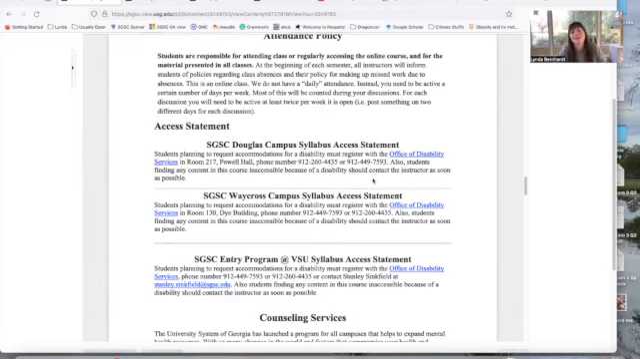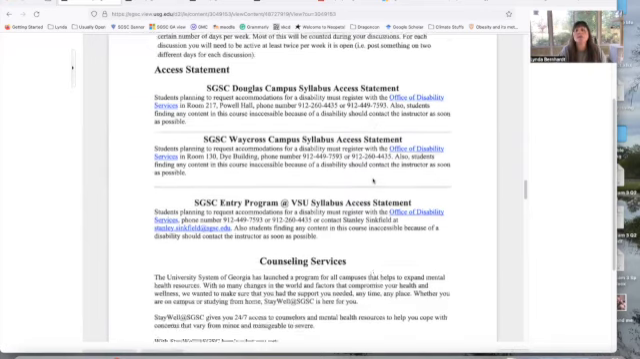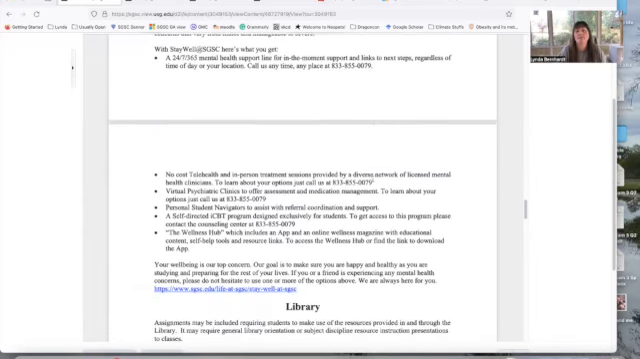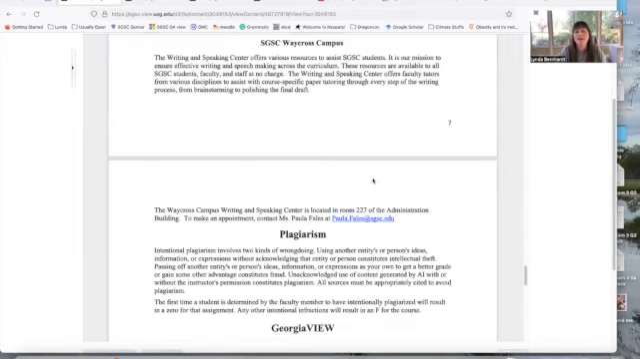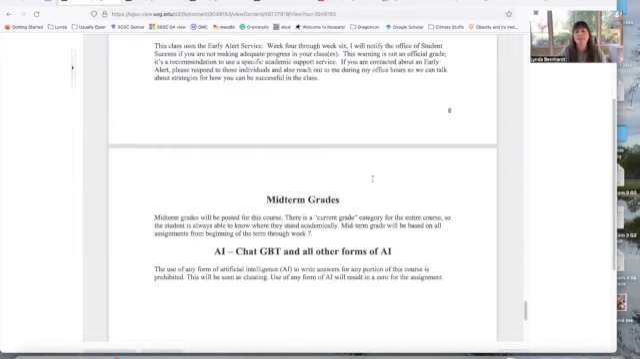And I don't understand why we have to do the attendance policy. This is an online course. You just have stuff you have to turn in. We've got counseling, library, tutoring. This is just all this stuff that we have to put in the syllabus.